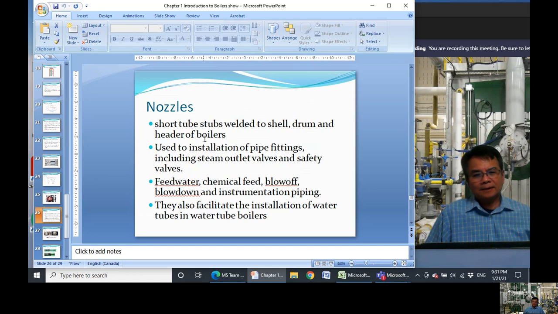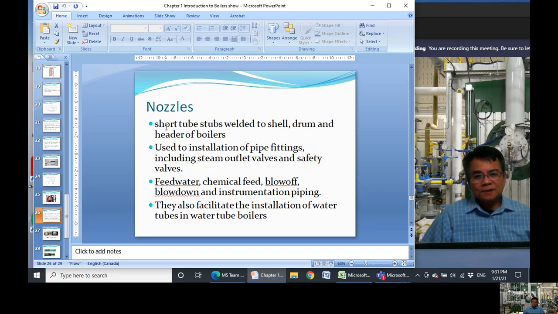and or the header. Once in a while you put one in the header too for connecting the chemical. Now the use for this is to install pipe fittings: the steam outlet valve, safety valve, all sorts of chemical pumps, or the piping inside, the blowdown pipe, the feed water pipe is somewhere inside there. So that is what it's for.